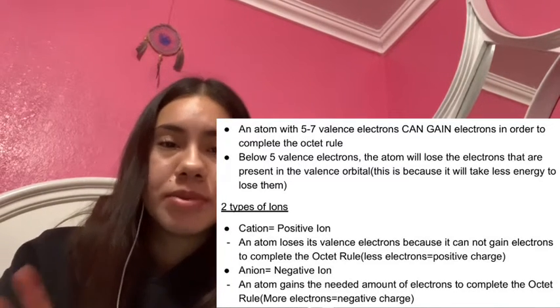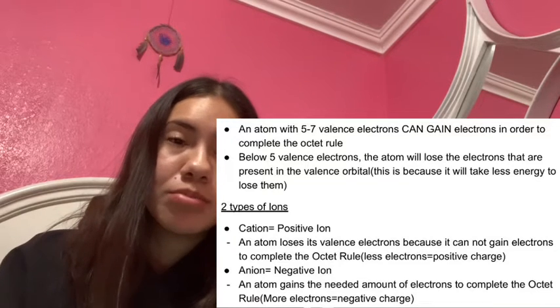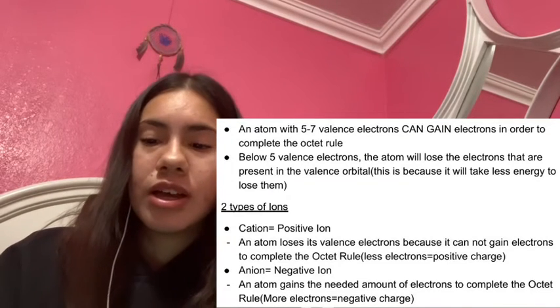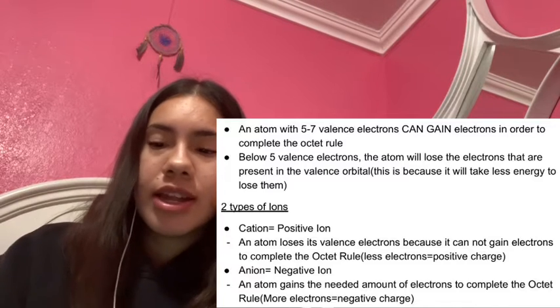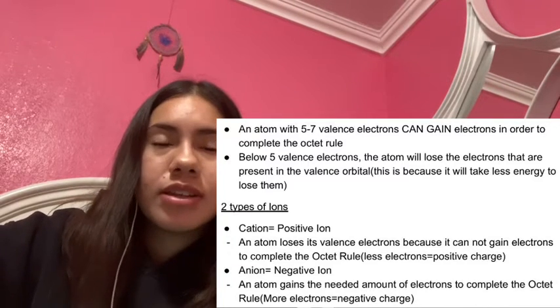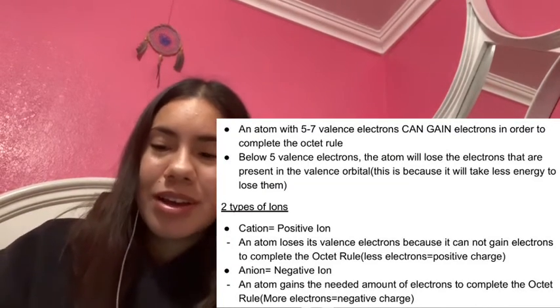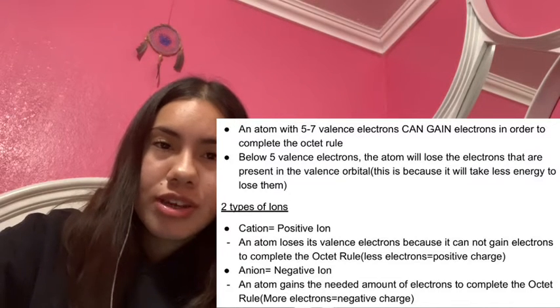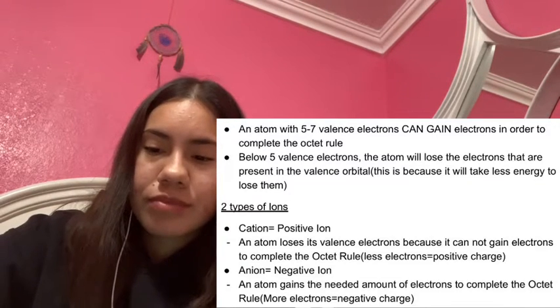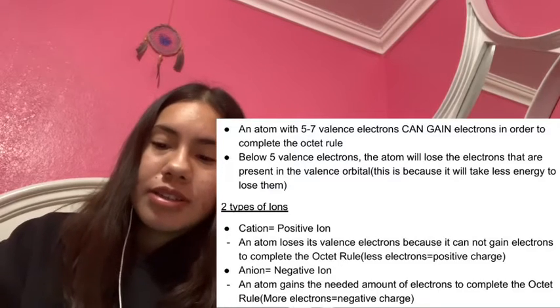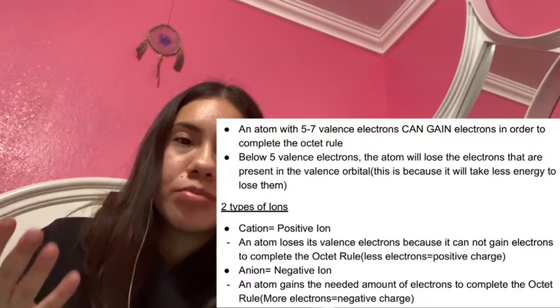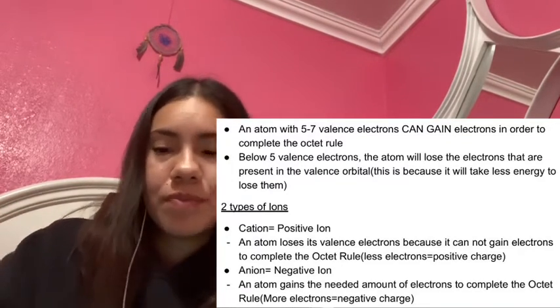And so there's 2 types of ions. A cation is a positive ion. So in a cation, an atom loses its valence electrons because it cannot gain electrons to complete the octet rule. And since it's losing the electrons, there's more protons, which makes a positive charge.